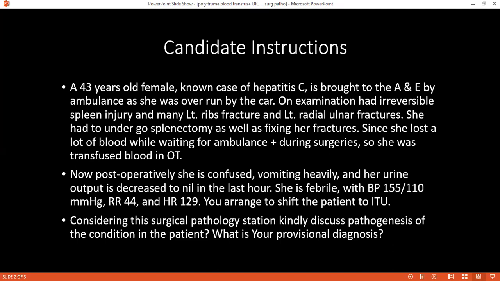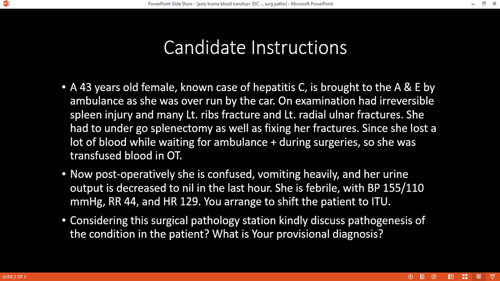So if you have read and understood, have you read all? Yes, ma'am. I read. All right. Okay. If you have read and understood, considering its surgical pathology station, kindly tell me what is the pathogenesis that the patient is going through in this condition?